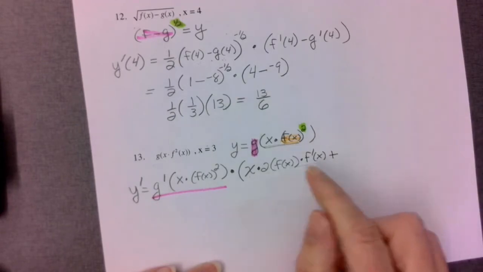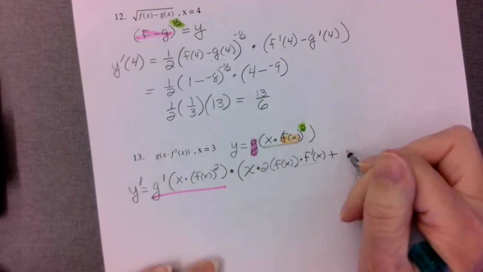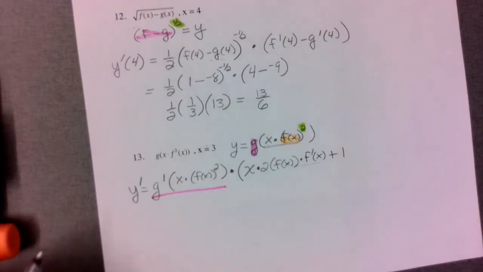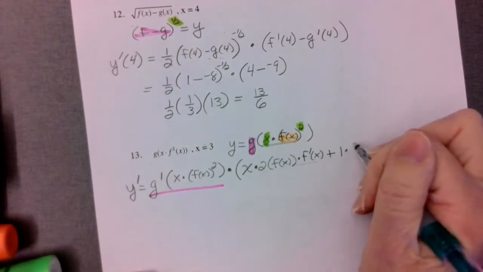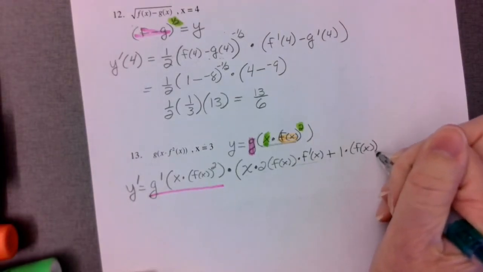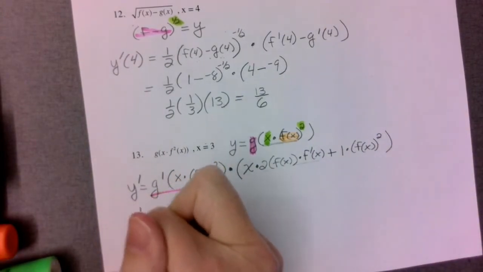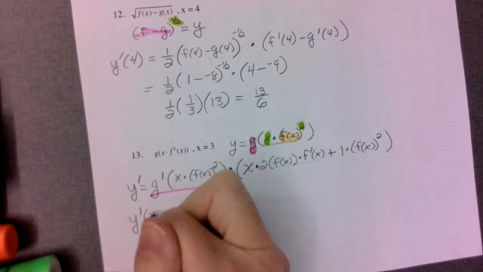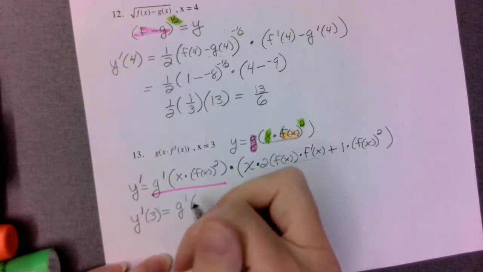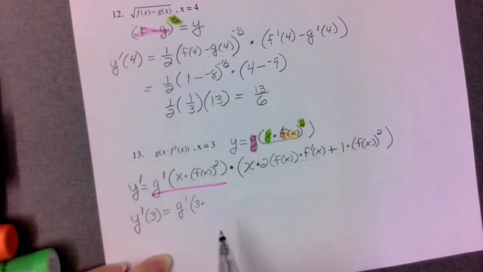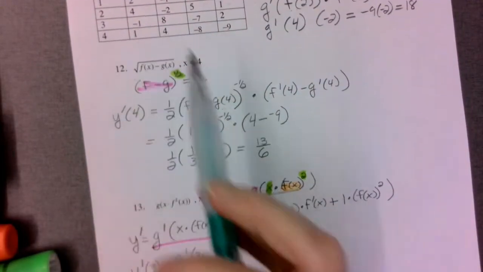Plus, I still have more to do if I notice this is not highlighted. So the derivative of x is a 1. So I'm going to say, okay, derivative accounted for, times the f of x as is squared. Again, don't do any simplifying, go right for the plugging in, y prime at 3. We have g prime of 3 times f at 3, which is negative 1, squared.